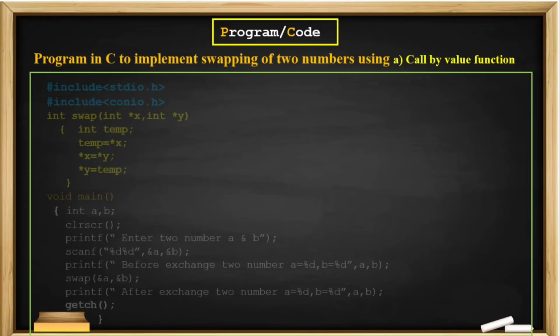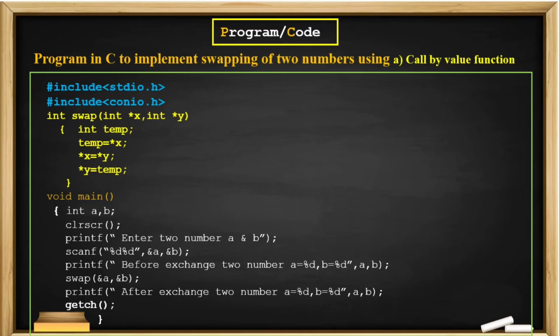Now we shall discuss actual program to exchange two numbers using call by reference function. Program always begins with standard library files such as stdio.h and conio.h. After that, we write call by reference function. Here, *x and *y are pointer variables, which will store value of a variable transferred from main program. Exchange operation is performed as shown in function.